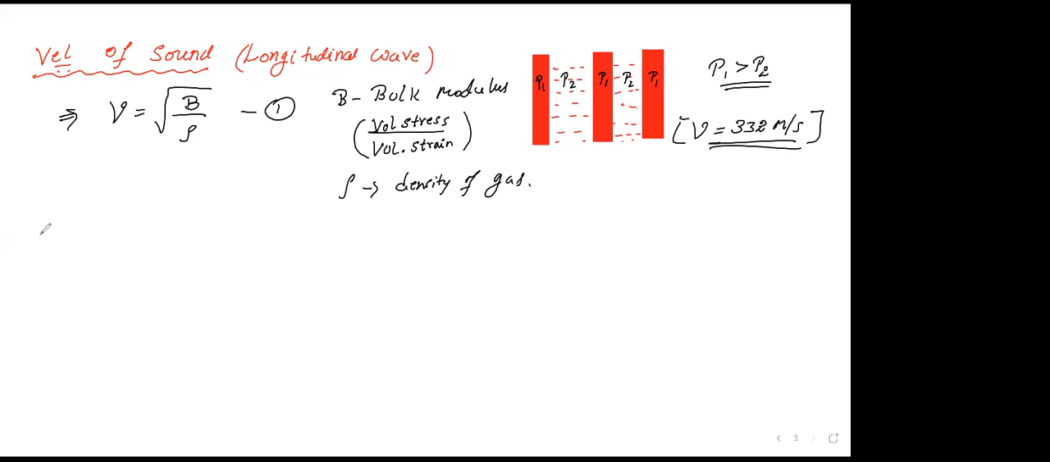Here the first assumption is from Newton, so we call it Newton's formula. Newton gave one formula to find the speed of sound in a gaseous medium. According to Newton, see here the reason for the pressure variation: P1 and P2, there is a variation in pressure. This is due to an isothermal process.